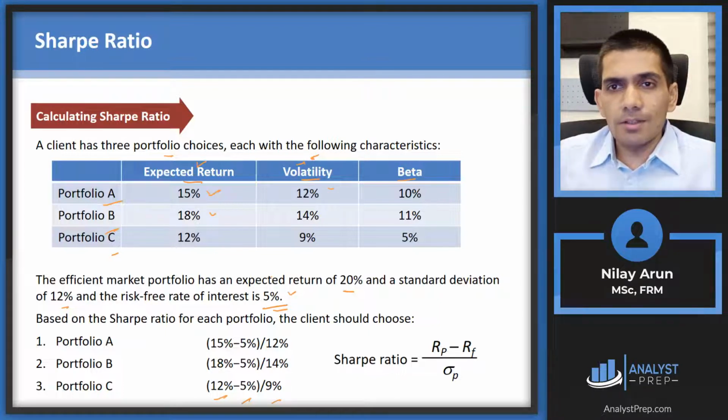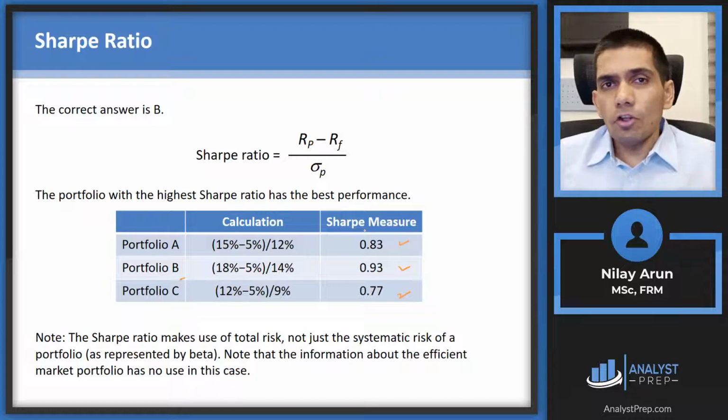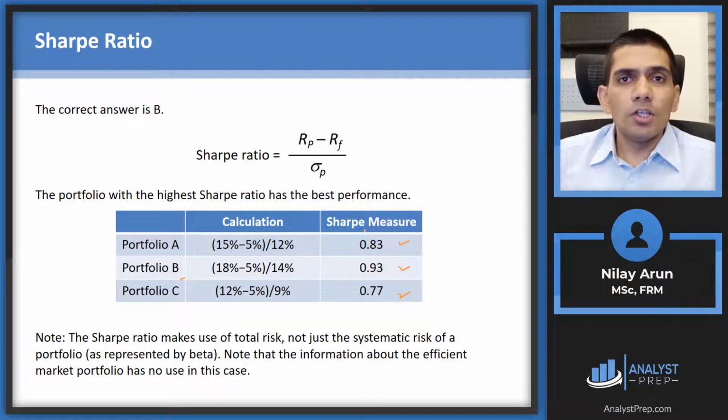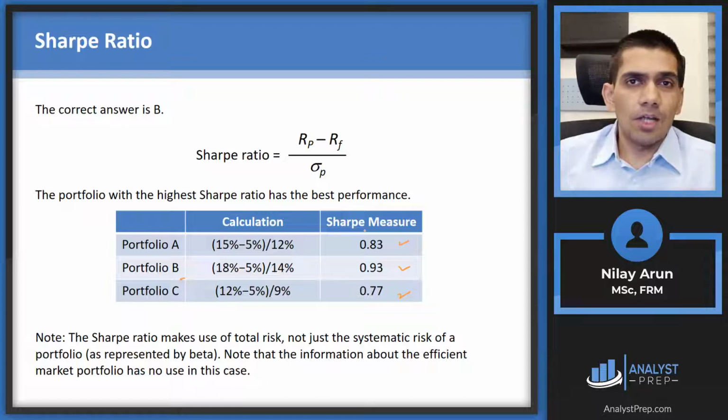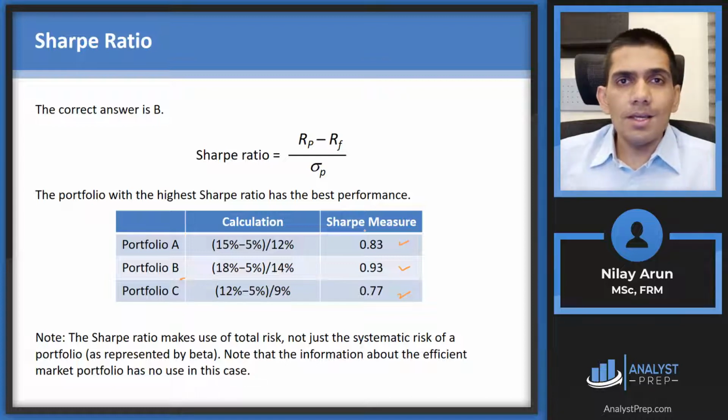So let's have a look at the answer. This is what you get: 0.83, 0.93, and 0.77. Now which one is the highest? That is portfolio B, 0.93, which means portfolio B is giving you the highest excess return per unit of total risk that you have taken. Remember, total risk, because we are talking about standard deviation. So according to the Sharpe ratio, portfolio B is the one which you should invest in.